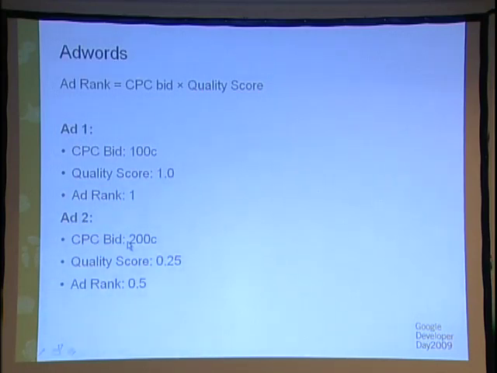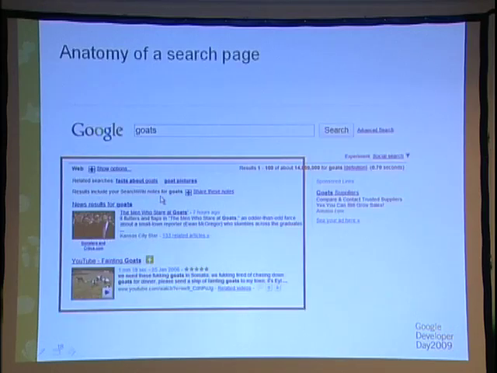The second ad, you're prepared to bid $2, 200 cents. But the quality score is a lot worse. Maybe it doesn't get clicks, maybe the keywords are really bad, maybe it's not relevant. So what we do is multiply 0.25 by 200 and we get an ad rank of 0.5. That means even though you're prepared to pay twice as much as the guy who's paying $1 at the top, you're still not going to outrank him because your ad is poor. So it's really important to optimize, to test, to try out different combinations to see what works for you.